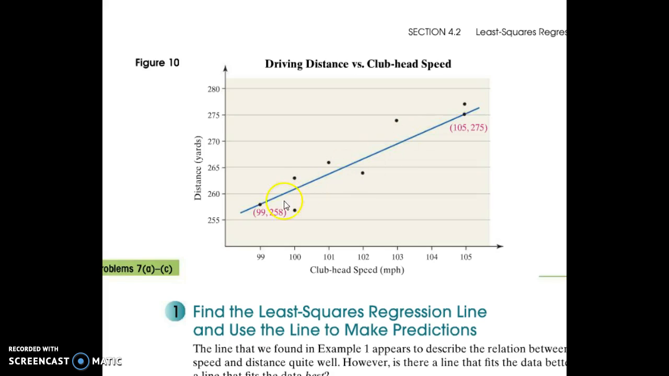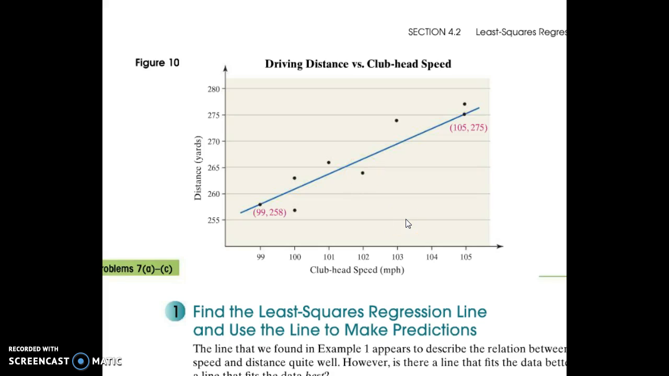But now I want to focus on this line. Our goal is to draw the least squares regression line. And what that line is, it's the line that is as close to the points as possible. So out of all the lines you could possibly draw, the gaps between the line and these points are minimized as much as we possibly can.